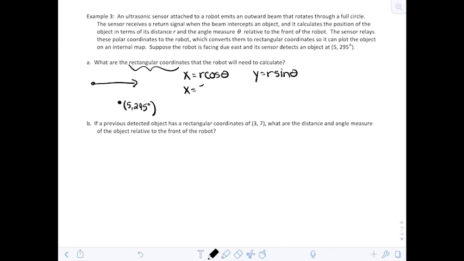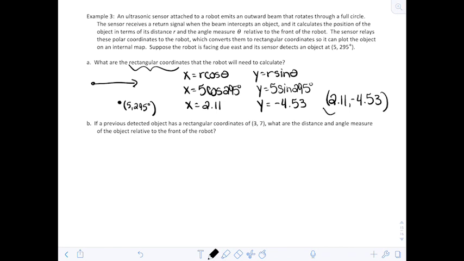So we have 5 times the cosine of 295 degrees. And when we go to our calculator and plug that in, we get 2.11. And then y equals 5 times the sine of 295 degrees. And as I calculate that, I get negative 4.53. And then the value of my rectangular coordinates would be 2.11 and negative 4.53.